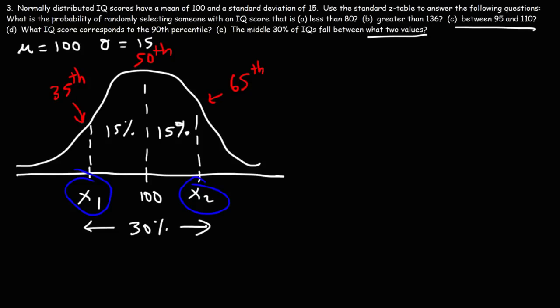So let's start with the 65th percentile. That means the area to the left, that is everything from here. If you find the area under the curve, all of this will have an area of 0.65. So now, using the positive z-table, what z-score corresponds to an area of 0.65? What would you say?